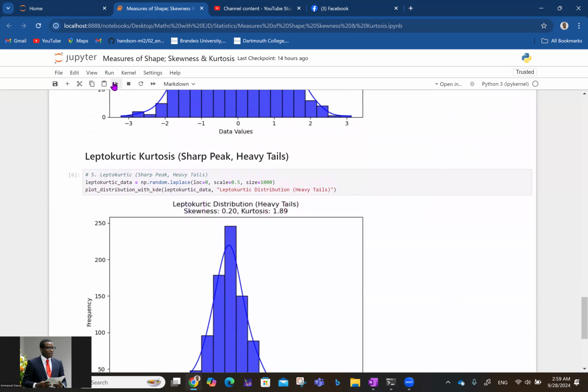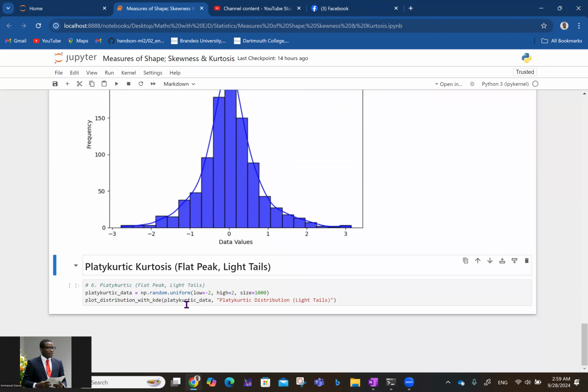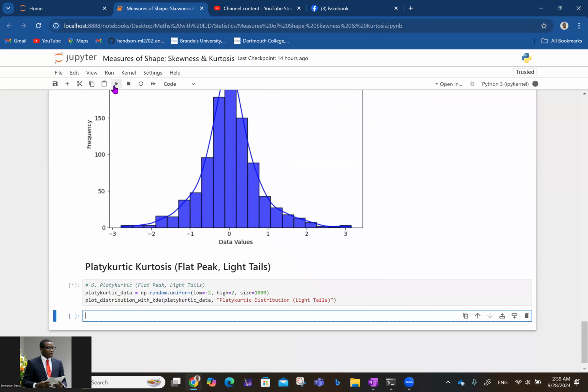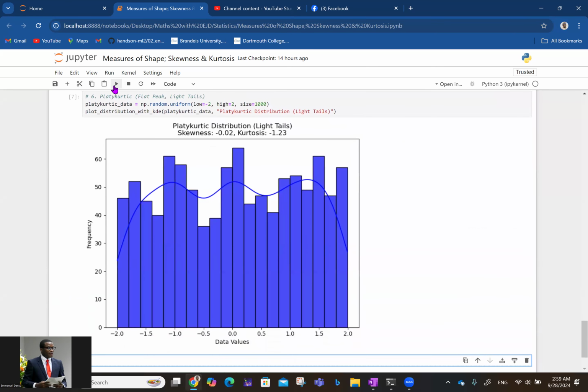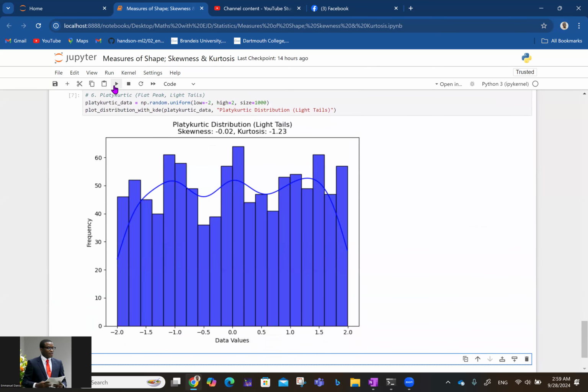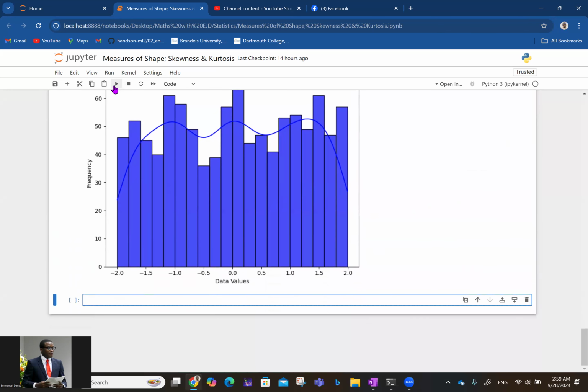Okay, so that's leptokurtic. And then when you talk about platykurtic kurtosis, you can see you have a flat peak and light tails. The tails are not so pronounced, you don't see the tail protruding a lot. So that's the point.